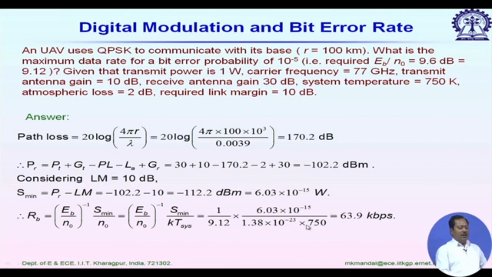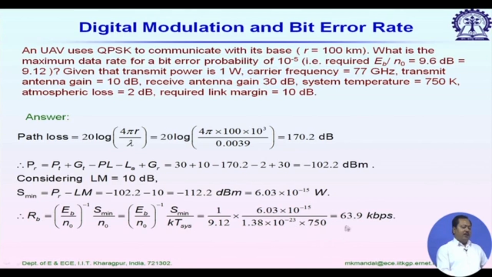So, T, the system temperature, is given as 750 Kelvin. Do not mix it with the physical temperature. The actual physical temperature might be different. This is what we call the effective noise temperature, or simply system temperature. We will discuss this topic later. So, it is 750 Kelvin.